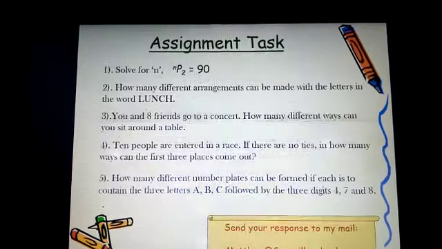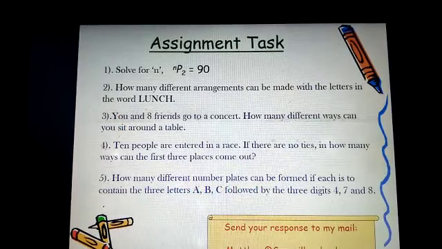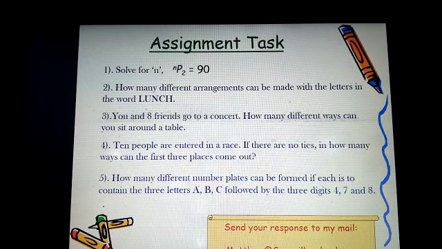14,400. Thank you. I have an assignment for you. Make sure you do it and submit your response to my email account as shown below.